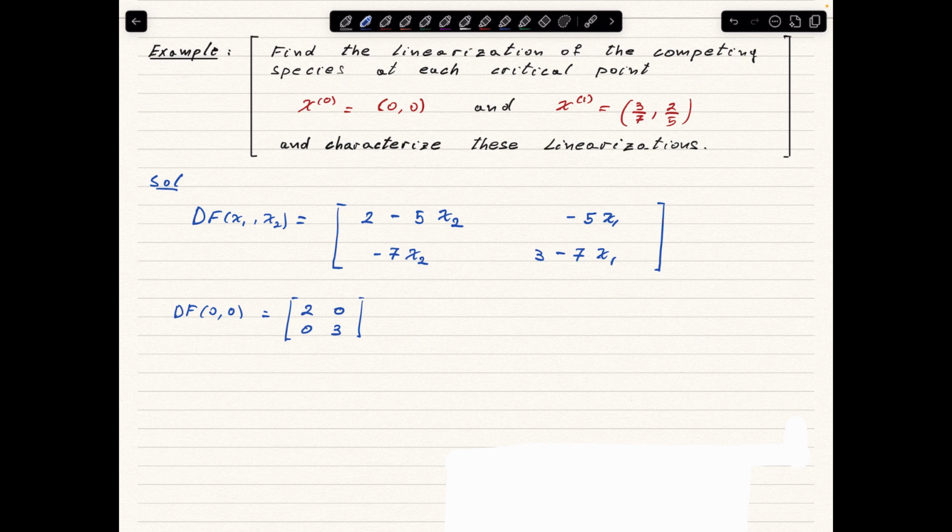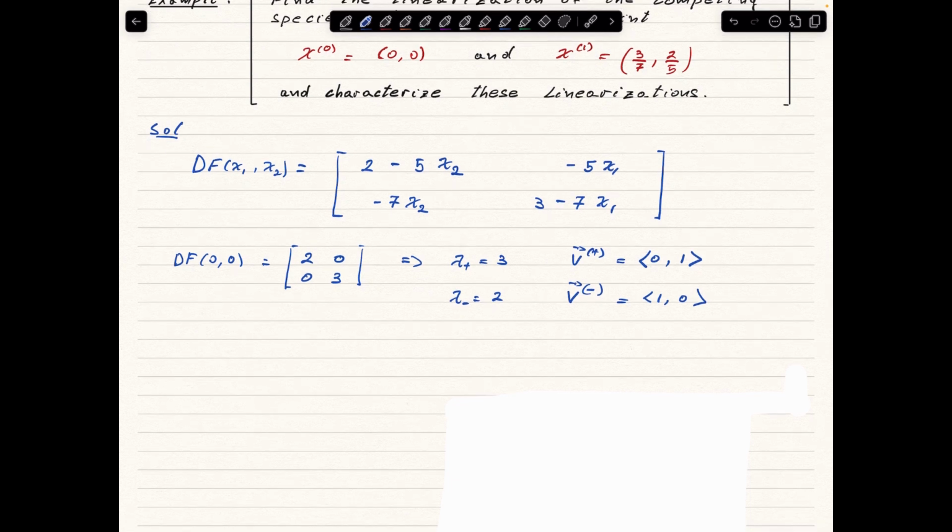Well, we know from this matrix, just by looking at it, that it has the eigenvalues lambda plus equal to 3 and lambda minus equal to 2, and the eigenvector v plus, corresponding to lambda equal 3, is the vector 0, 1, and v minus, the eigenvector corresponding to the smaller eigenvalue, is the vector 1, 0.